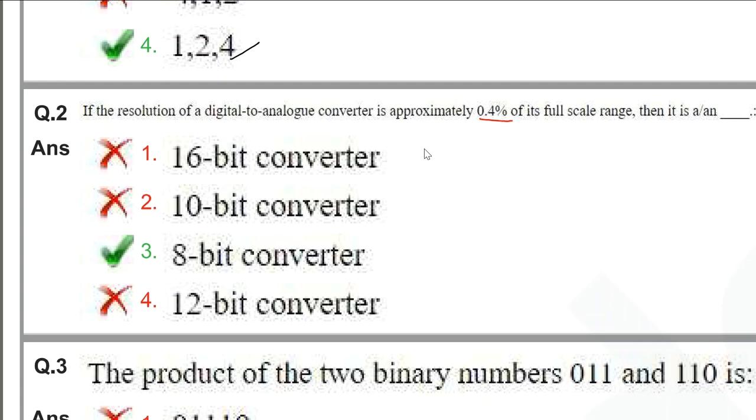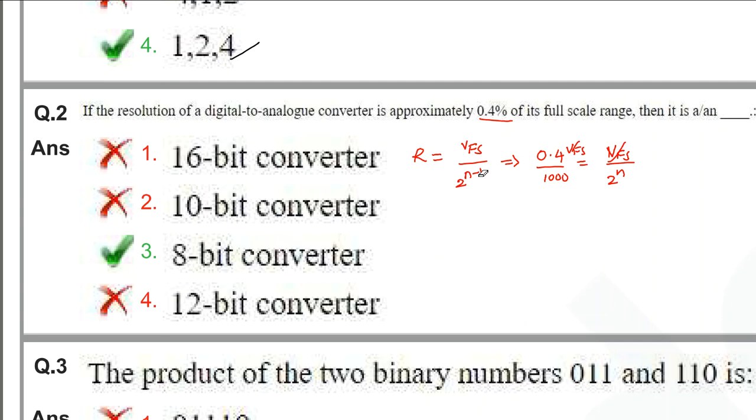First, we will take the formula. Resolution is VFS divided by 2 power n minus 1. But in the given question, it is 0.4% of its full scale range. That means we will write the formula as 0.4 divided by 100. Then VFS becomes 1 here. Why? Because 0.4% of its VFS means we can write VFS here, and VFS here also, both get cancelled, divided by 2 power n.